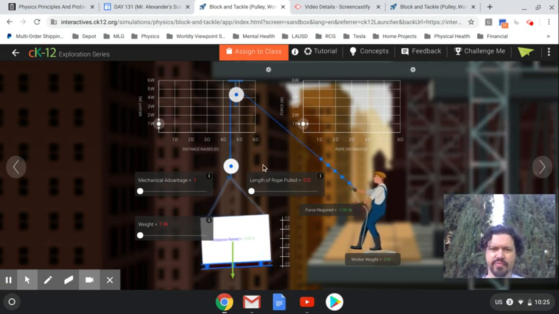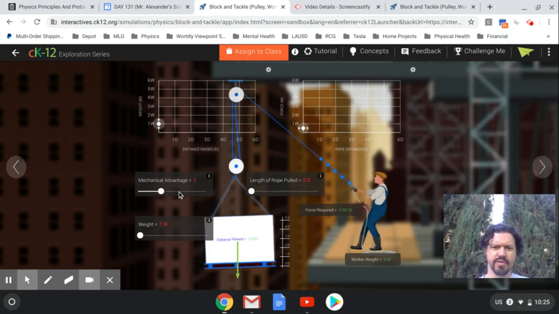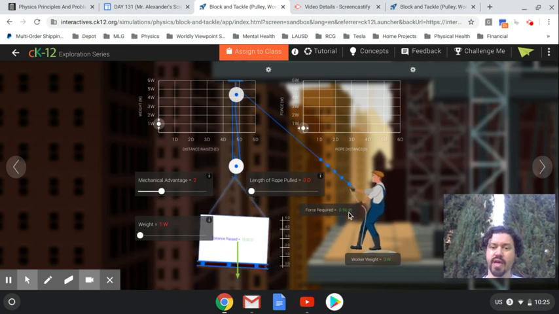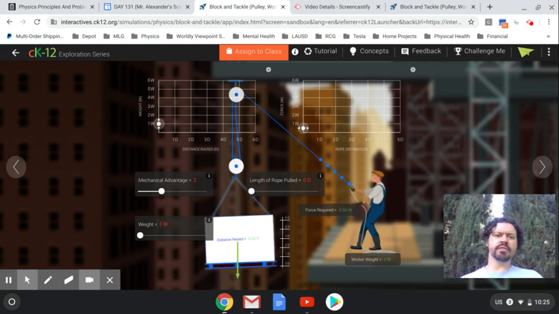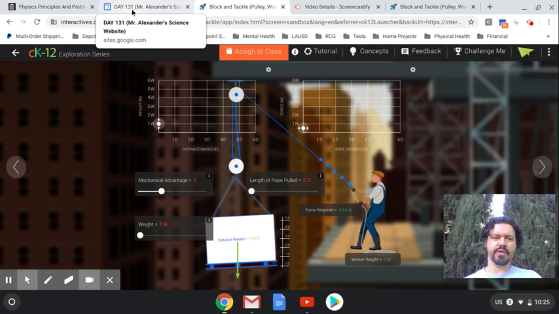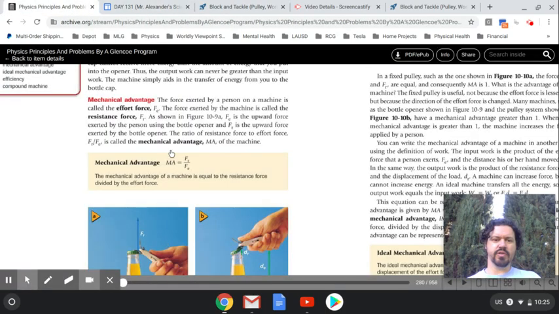So let's see if we change the number of pulleys. We change the mechanical advantage here. Maybe we give him a few pulleys. You can see the weight of the object is still 1. It hasn't changed, but now the force required is half the weight. And I could use those two force numbers to calculate the mechanical advantage using this equation here.